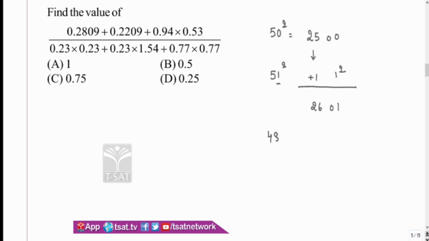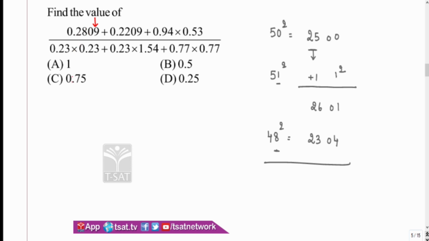Even if I ask you 48 square, this is 2 less. Therefore, you subtract 2 from 25, that's 23, and 2 square is 4, that is 04. So, in number theory, I have already explained how to find the squares which are close to 50 and close to 100. You can refer to that particular video. Now, look at here, 2809, forget about the point for a second. 28, how much more than 25? It is 3 more than 25 and here 3 square. Therefore, I can say it is 53 whole square.